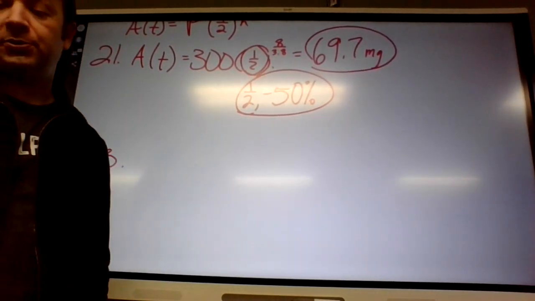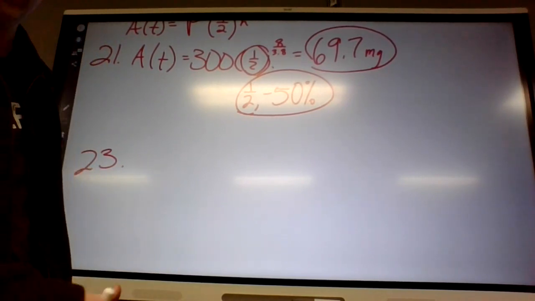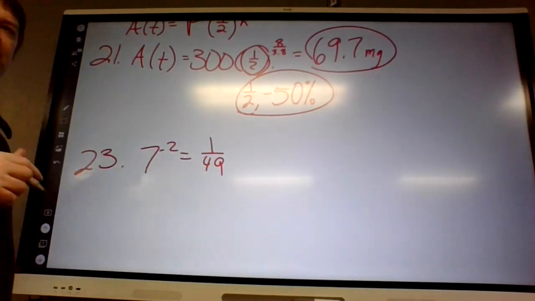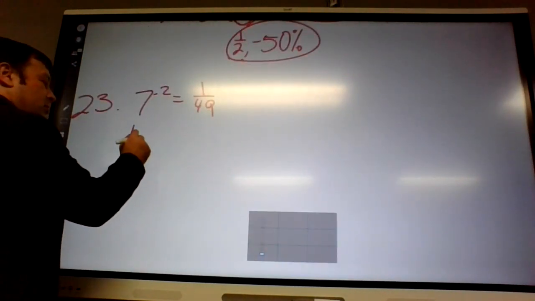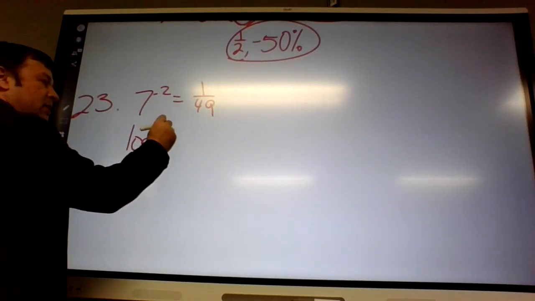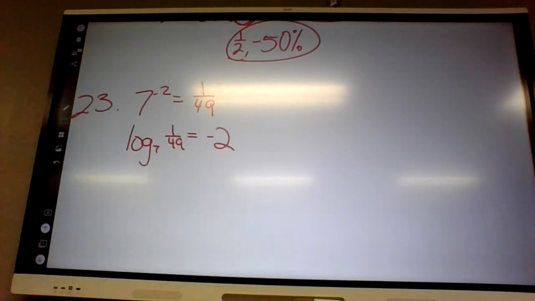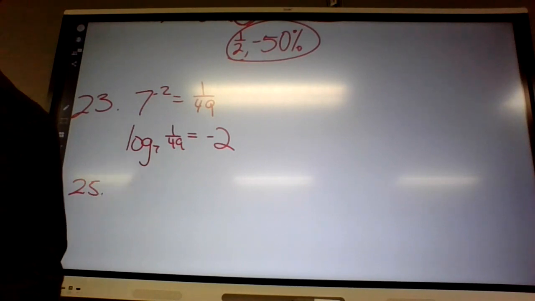All right. 23. This is the part of the chapter I like the most. 7 to the negative 2 equals 1/49. So this is a true statement, but the question is, how do we write that as a log? ACB. So it's log what? Log base 7 of 1/49 equals negative 2. You guys have this in your head yet? Yeah. Remember, some of this chapter was easy. Not all of it was hard.